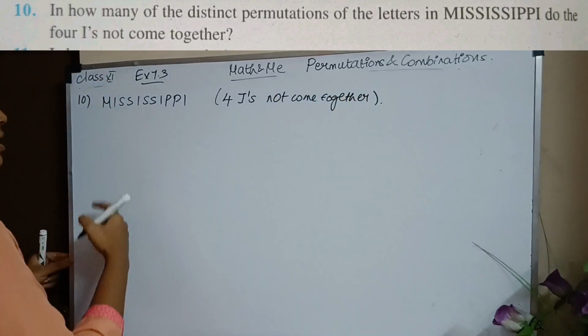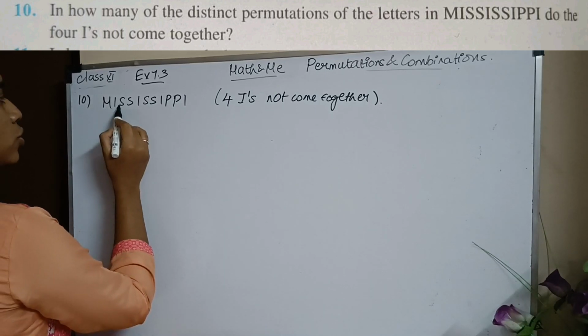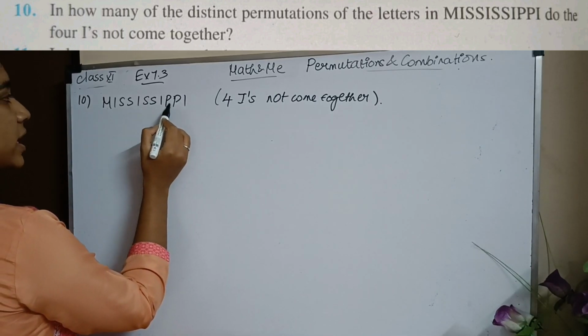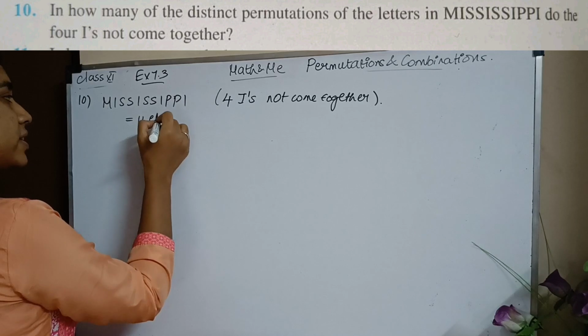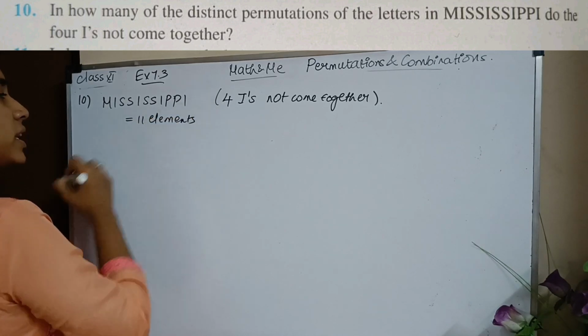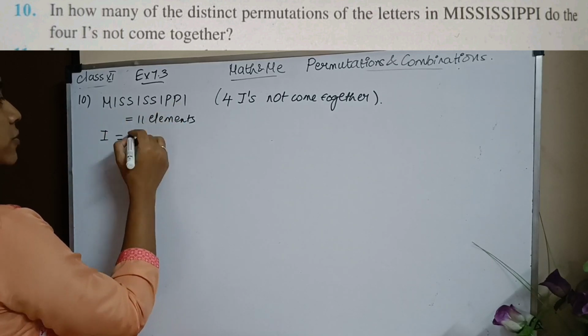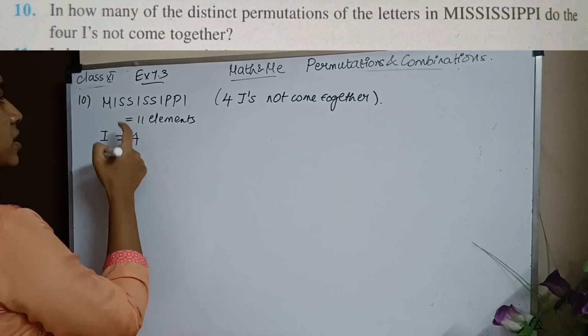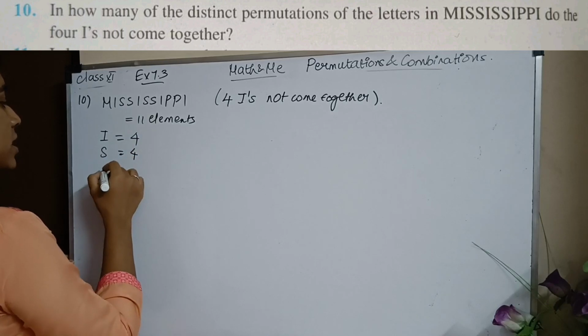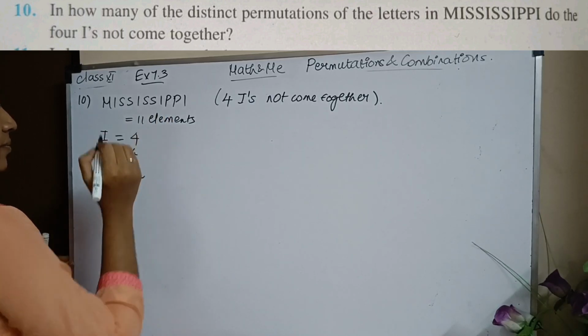So this is the question. How many elements do you have? 1, 2, 3, 4, 5, 6, 7, 8, 9, 10, 11. So I have 11 elements in total. And how many repetitions do I have? M comes only once. I comes 1, 2, 3, 4 times. Then S comes 4 times. P comes 2 times.